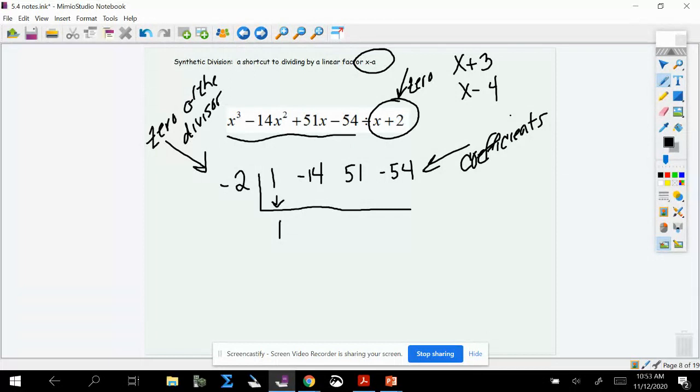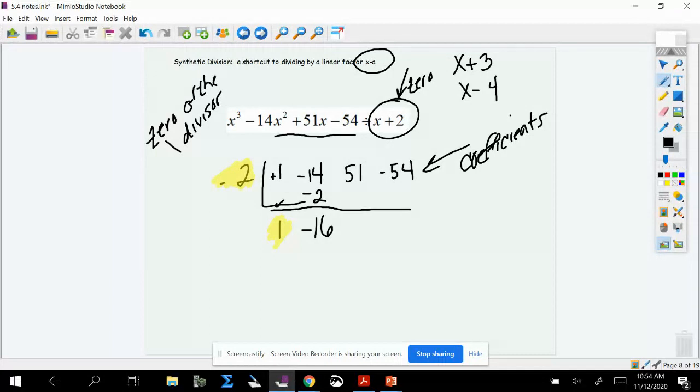You are then going to multiply the number out here. Sorry, that's a 1. So you are going to multiply this number here by this number here. You get negative 2, and you're going to put that result under this value. Then you are going to add those numbers together. So you have a negative 14 and a negative 2 is negative 16.